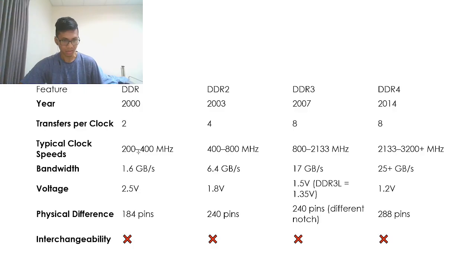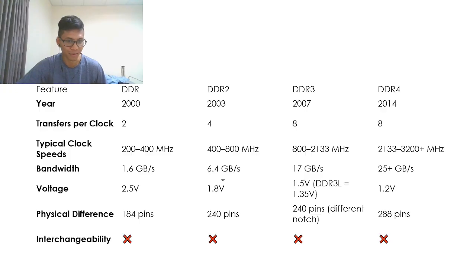But there is a difference in the typical clock speed itself. For DDR4, even the minimum clock speed is the highest of DDR3. So it's a massive upgrade, even though the transfers per clock are still the same. They have also upgraded the bandwidth. For example, DDR3 is 17 gigabytes per second and DDR4 has 25 plus gigabytes per second.